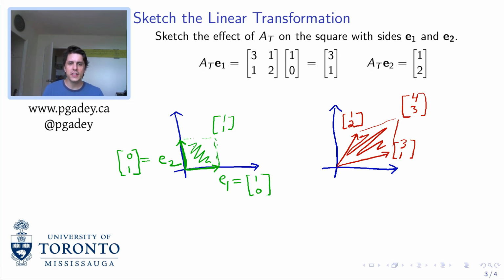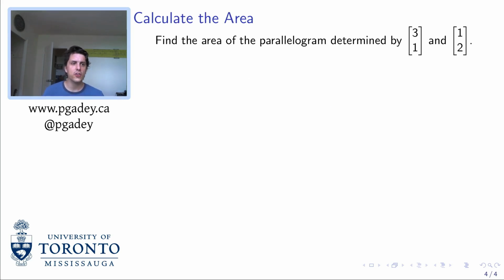Very good. So we see that matrix multiplication causes some kind of change to the unit square. Now, it's interesting to ask, how does that change the area of the unit square when we apply this matrix multiplication? Let's have a look. We'll find the area of the parallelogram determined by 3, 1 and 1, 2. Now, thinking back, we've got a formula for area of parallelograms. Can you remember what it is? The area of a parallelogram is the length of the cross product of its sides. So let's take the cross product of those sides.